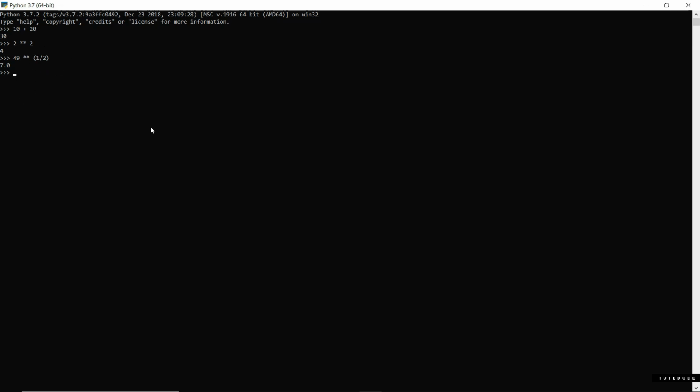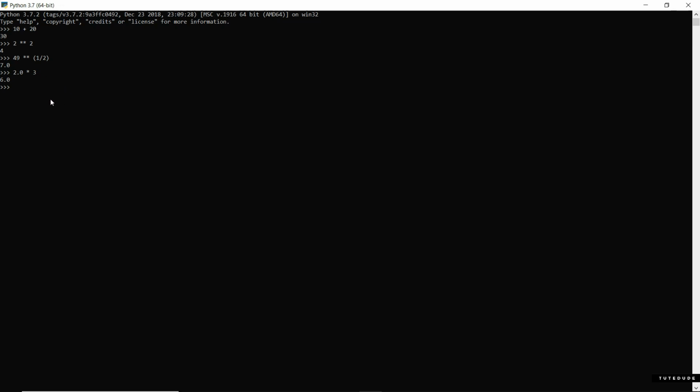Let me explain one more thing. Let me take an example, which is 2.0 into 3. What will be the output of this? Will it be float or an integer? Obviously it will be float, because whenever you use a float value as an operand, the answer will be a float. This is applicable in all operators, like addition, subtraction, multiplication.